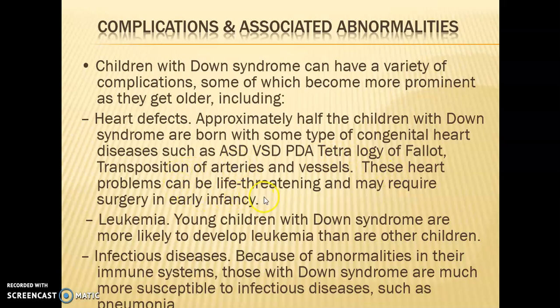These heart problems can be life-threatening, as you already know about these conditions, and may require surgery in early infancy so that the child will have a longer life. Another problem is leukemia. Young children with Down syndrome are more likely to develop leukemia than other children. Infectious diseases: because of abnormalities in their immune system, those with Down syndrome are much more susceptible to infectious diseases such as pneumonia.